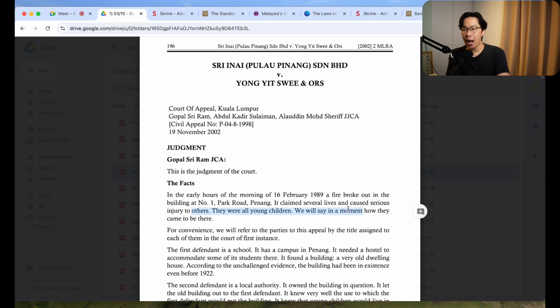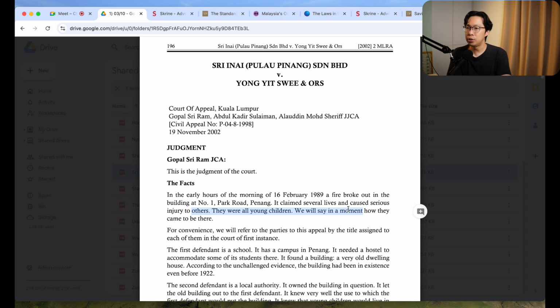But the Majlis Perbandaran argued that, yes, I do own the building, but I have no privity of contract between me and the school children and you. I don't manage the building from day to day. I'm just the owner. I rent it out to the tenant. The tenant, which is the school, Siri Inai, should be the one that takes care.